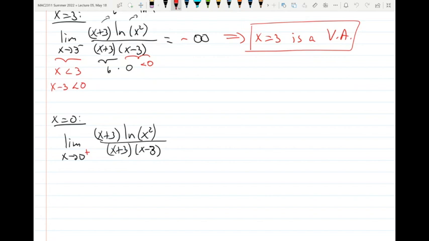Okay, now we compute. So let's see what happens. What happens to the top? Just analyze term by term. What happens to this term? 3. What happens to this term?